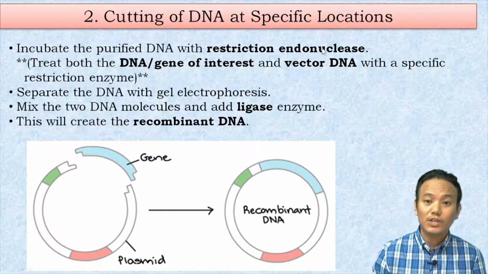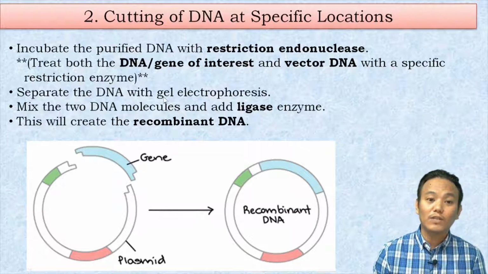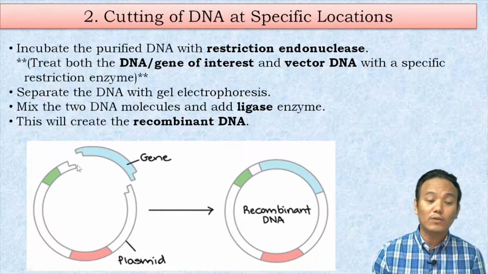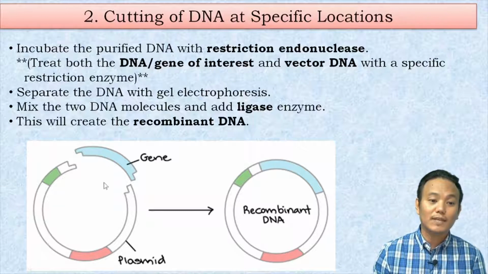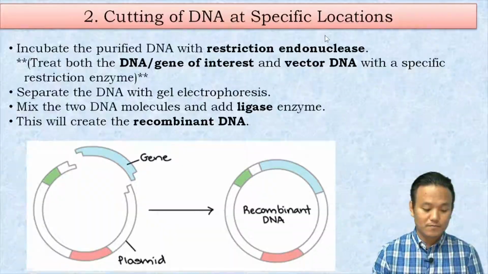After the restriction endonuclease cuts the DNA molecules, we separate the DNA molecules with the help of gel electrophoresis method. We have already studied about gel electrophoresis method in previous videos. And then we mix the two DNA molecules, that is the plasmid DNA and the gene of interest, and add ligase enzyme. The ligase enzyme will bind these two molecules and create a recombinant DNA. So that is the second step, that is cutting of DNA at specific locations.